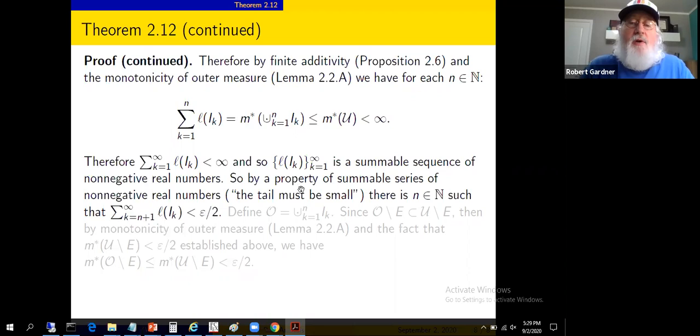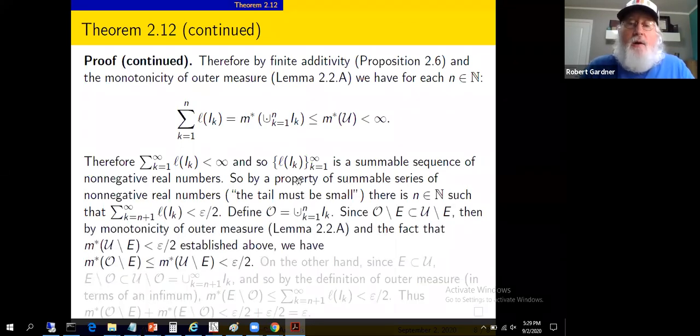All right, so depending on your knowledge of summable positive term series, as it's stated in the calculus book, the tail must be small. You probably saw this in senior level analysis as well. So here's what we've got. We'll define O to be, this is why we used the letter U before, the finite union of these n I sub k, where the n is determined from this condition.